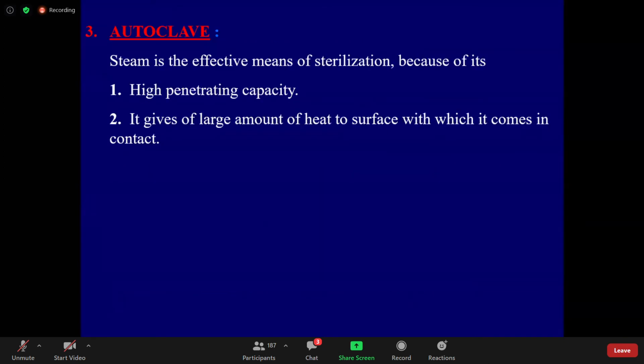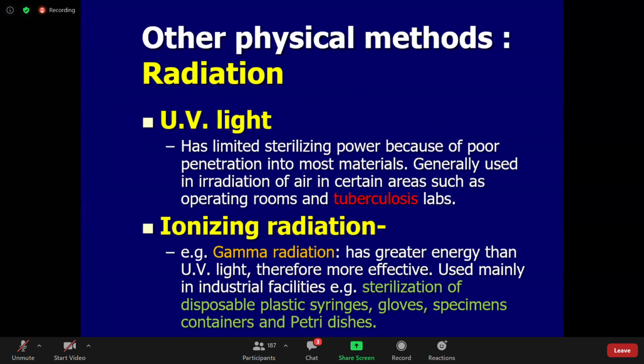Now, tyndallization, as I said, by John Tyndall, is exposure at 100 degrees for 20 minutes for 3 consecutive days, and then the autoclaves. Now, another physical method, as I said, is UV. It has limited penetration. However, it can kill certain local microorganisms. Particularly, we use it in the TB lab to clean or to reduce the number of bacteria.